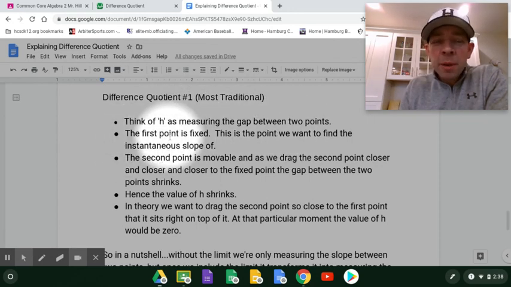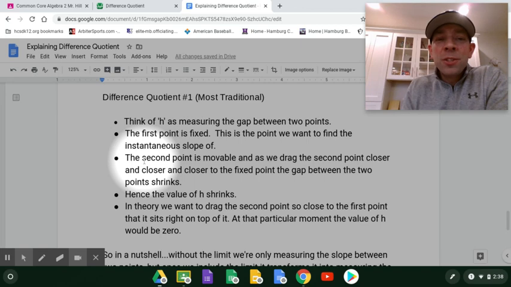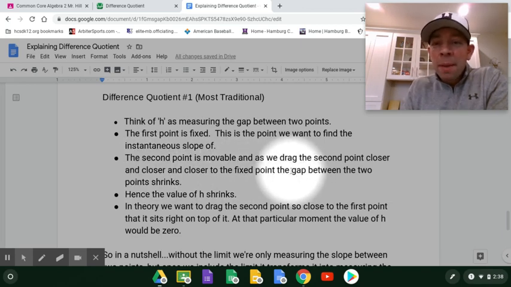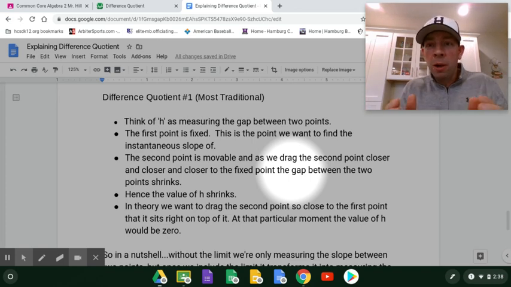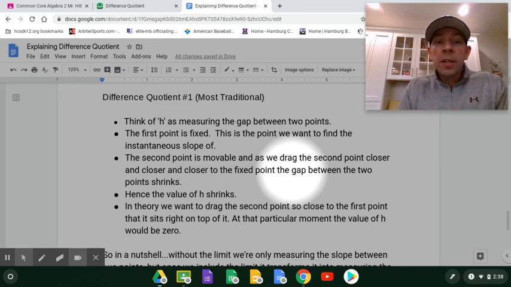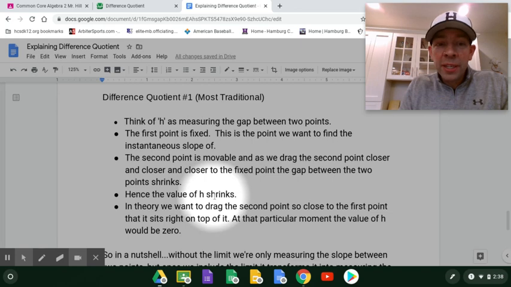The first point is my fixed point, and that is the point where we were trying to find the instantaneous slope of. The second point is just a movable or floating point that we're going to drag closer and closer and closer to that fixed point. As I do that, what's happening to the gap between the 2 points? Again, if h measures that horizontal gap between them, that gap is going to get what? Bigger or smaller? Yeah, it's going to get smaller. So we'd say hence the value of h is shrinking.